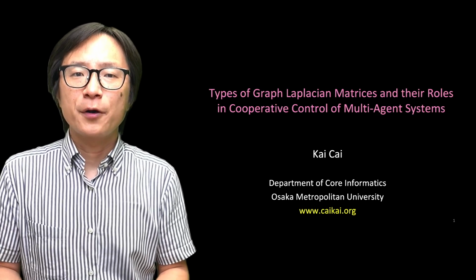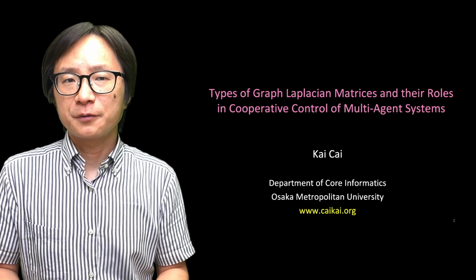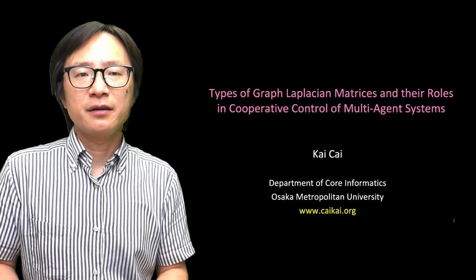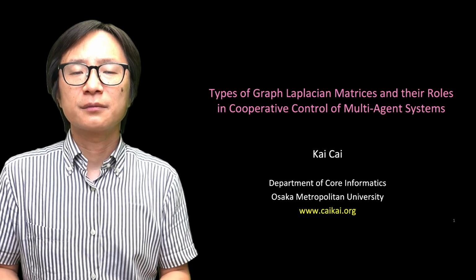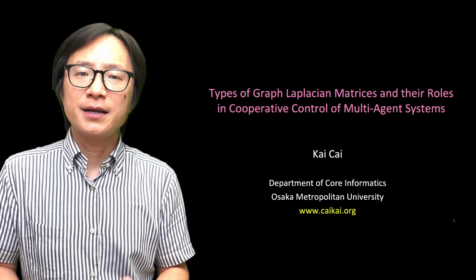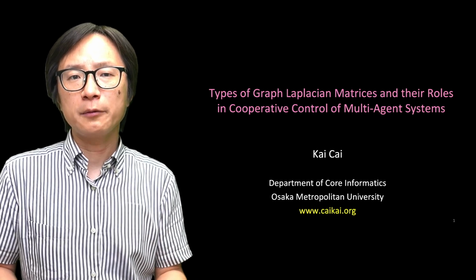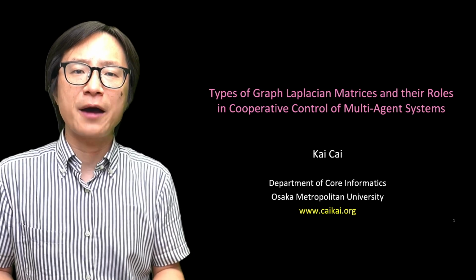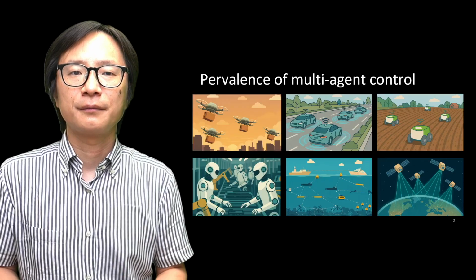In this talk, I'm going to introduce cooperative control problems in multi-agent systems. These problems have been extensively studied in the field of systems and control over the past 2 decades. In this talk, I will try to connect the dots of several key results in these problems based on the perspective of different types of graph Laplacian matrices. Now let's get into it.